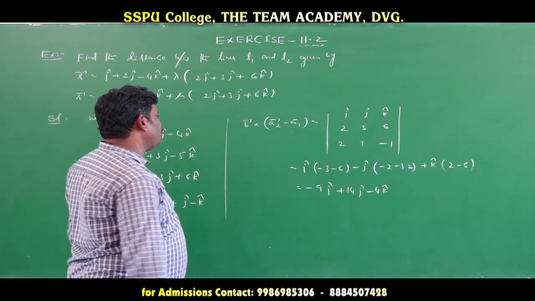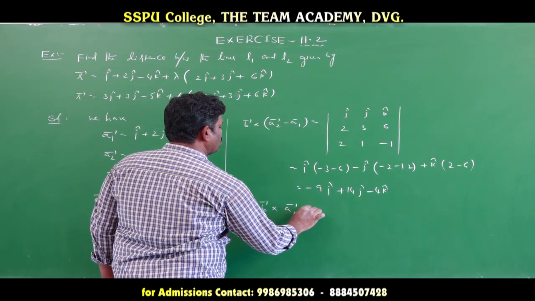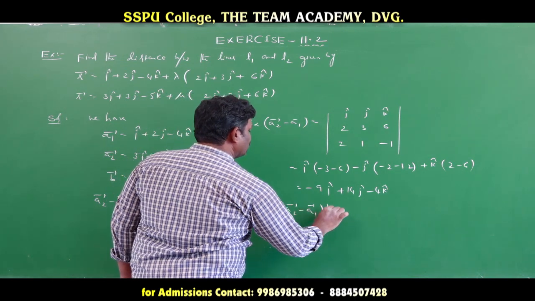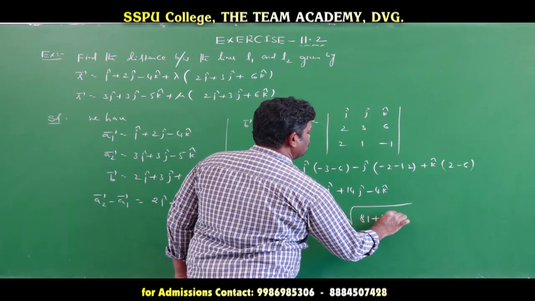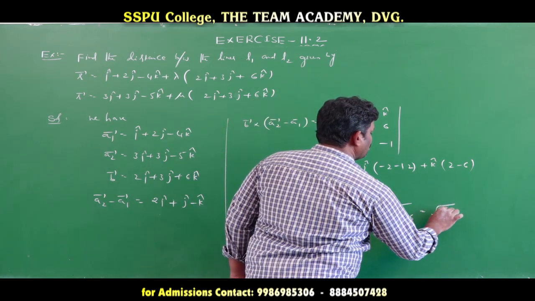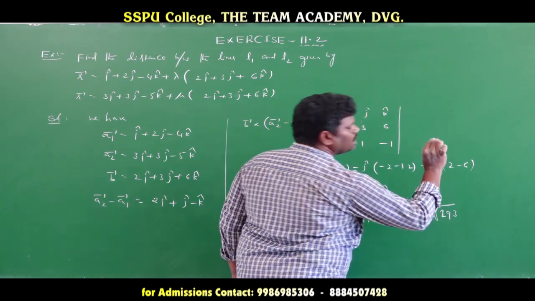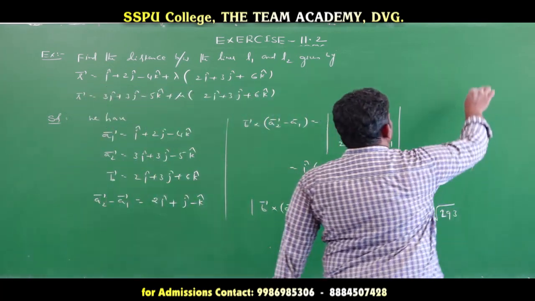Okay? Now if you find out the magnitude of this value, magnitude of b bar cross a2 bar minus a1 bar is equal to square root of 81 plus 196 plus 16, that is equal to square root of 293. This value, how much more? Square root of 293. So next step, what we find out here?